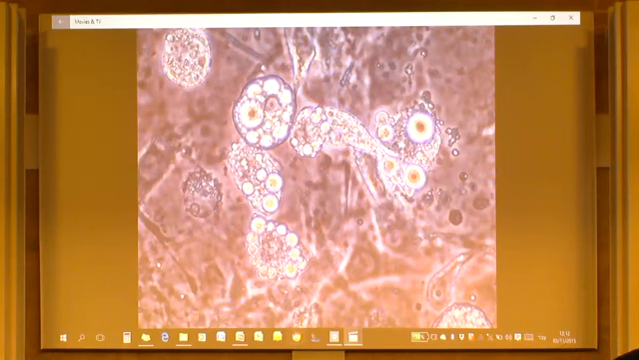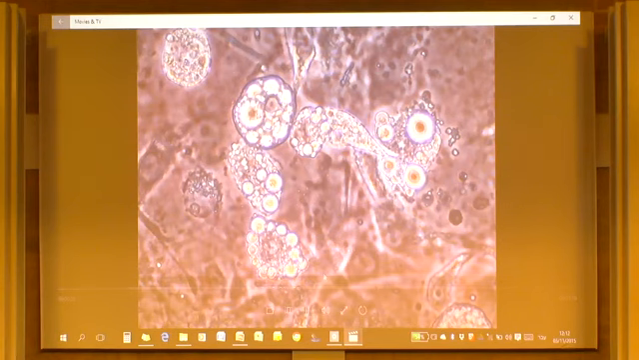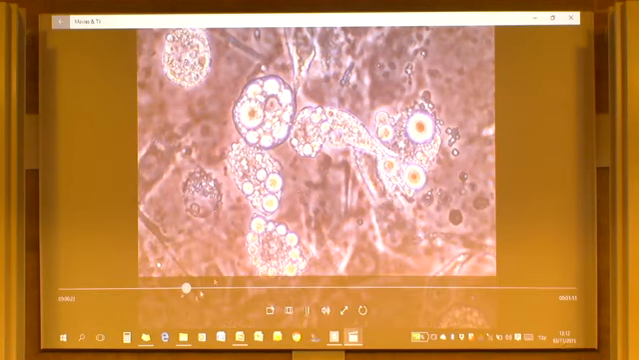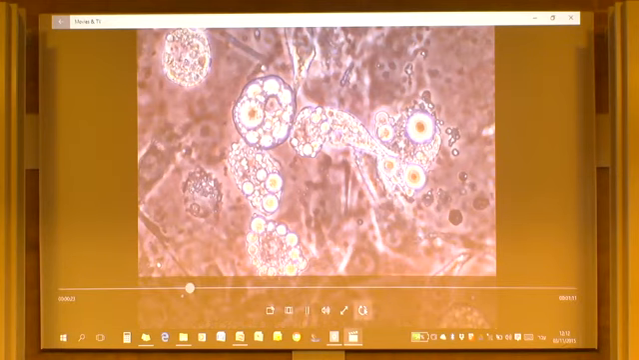And let's try to see if this will work. Works on my computer, but it's frozen on the screen.